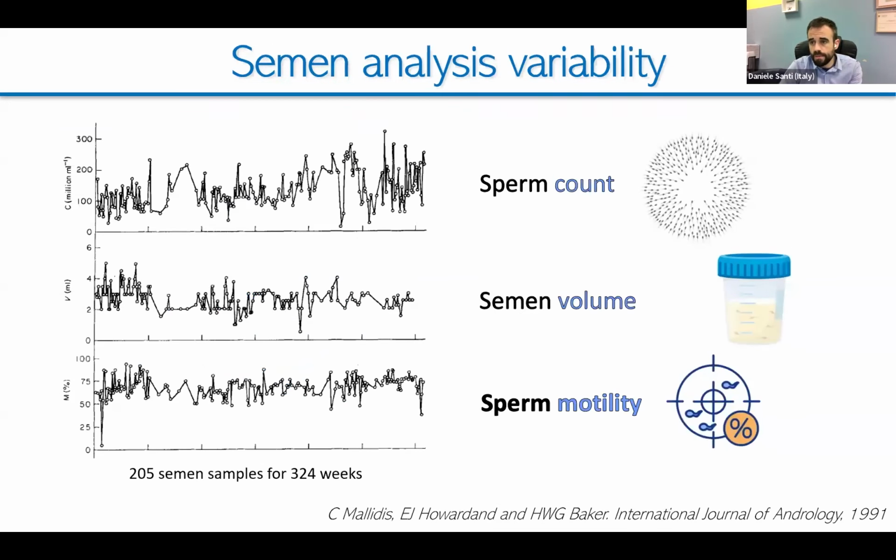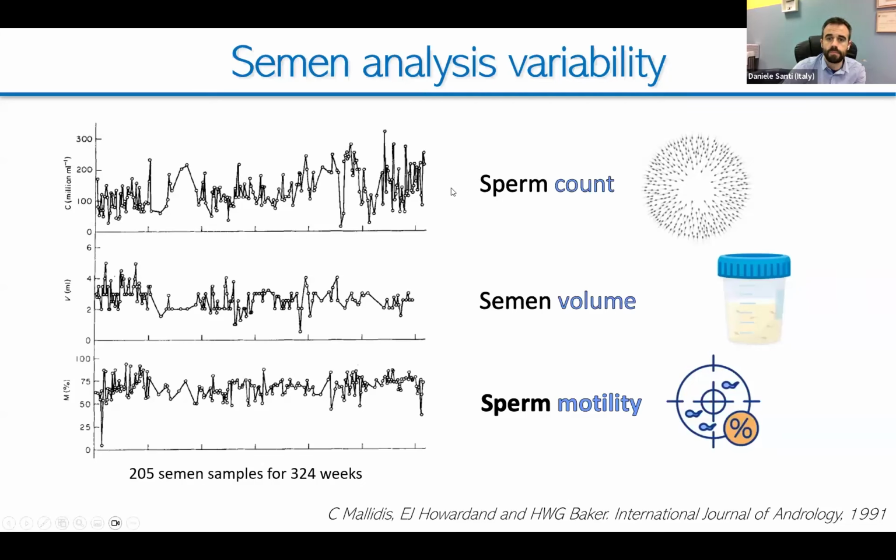This is probably the best explanation. This is an old study published in 1991. This is a single patient of proven fertility who performed semen analysis every 2 weeks for more than 6 years. And you can see in the figure sperm count, semen volume, and sperm motility. And if you look at the figures, there is a high variability of these parameters comparing each examination.